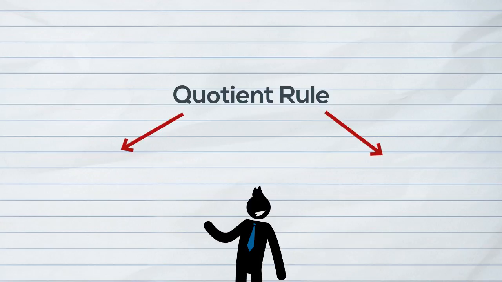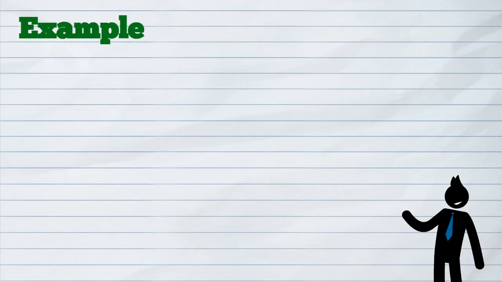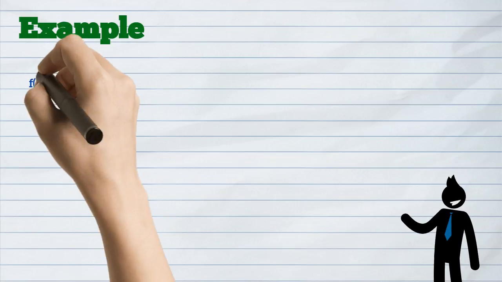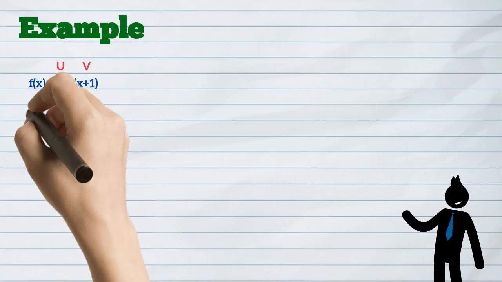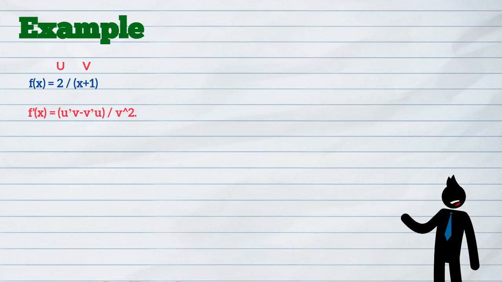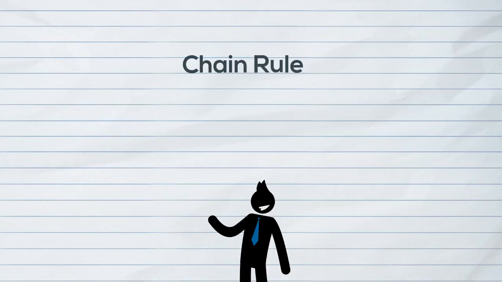Similarly, the quotient rule is a method of finding the derivative of a function that is the ratio of two differentiable functions. Its formula is similar to the product rule, which is u prime v minus v prime u over v squared. For example, we can use the function 2 over x plus 1, where u is the numerator and v is the denominator. By substituting the derivatives accordingly into the quotient rule formula and simplifying a little, it would give us the derivative eventually.